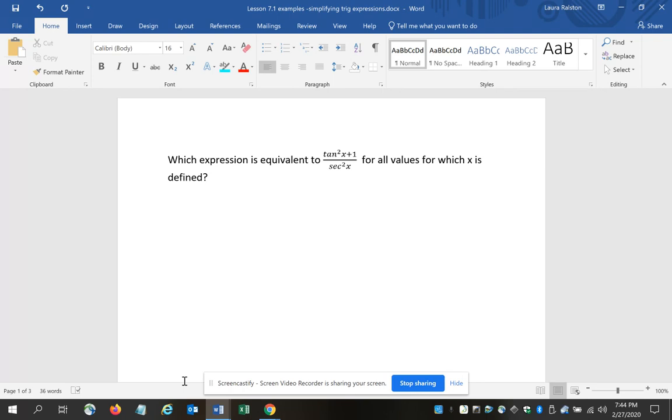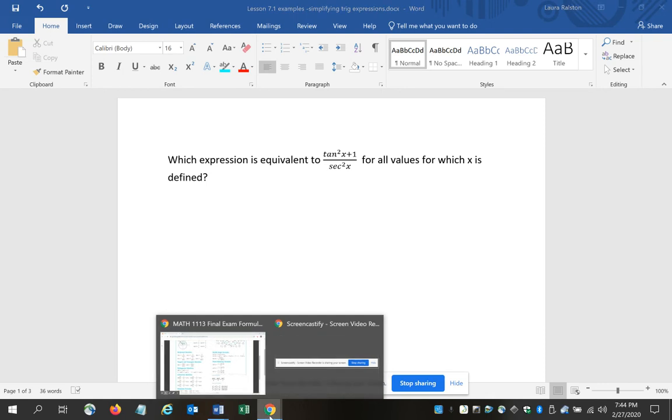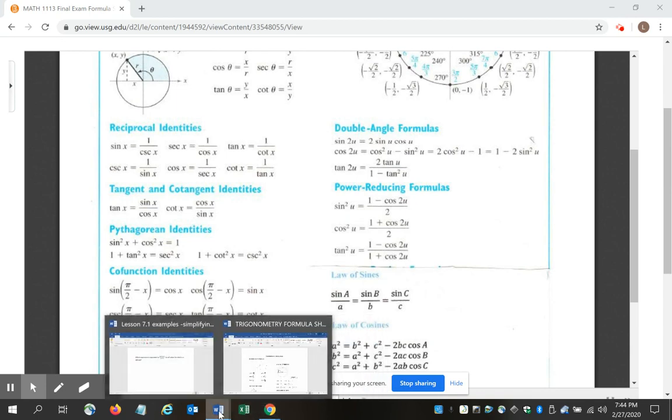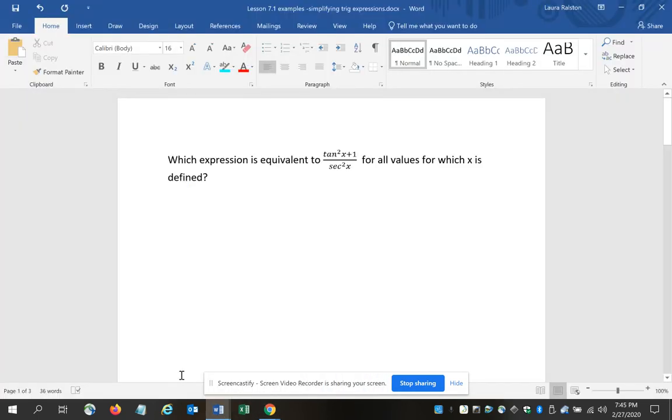Okay, so I'm looking at that. They want me to simplify it. I noticed that the numerator of this fraction involves tangent and the denominator involves secant. And I seem to recall that there's a Pythagorean identity that has to do with secant and tangent: 1 plus tangent squared equals secant squared. So I'm going to use that Pythagorean identity to help me simplify this particular problem.